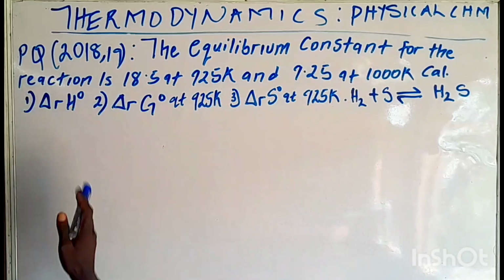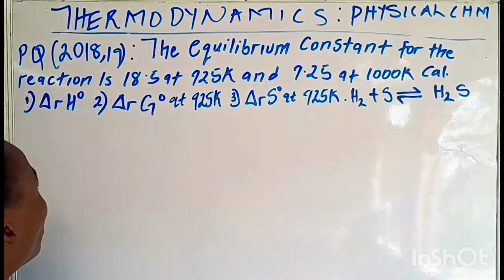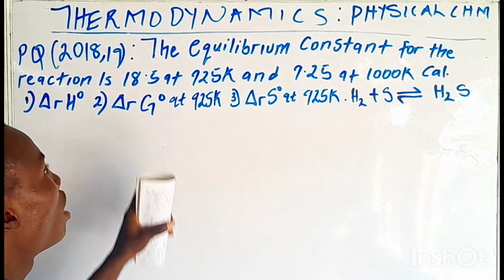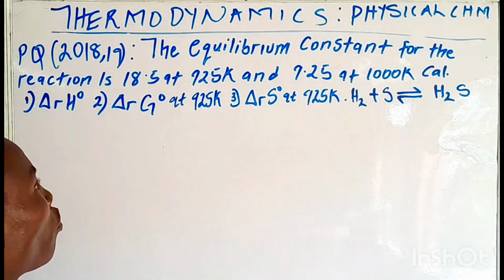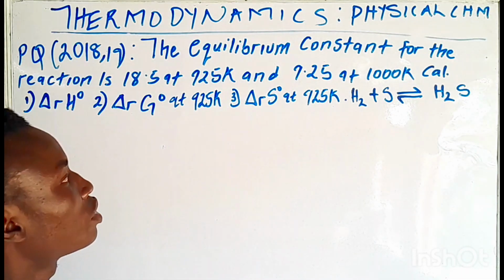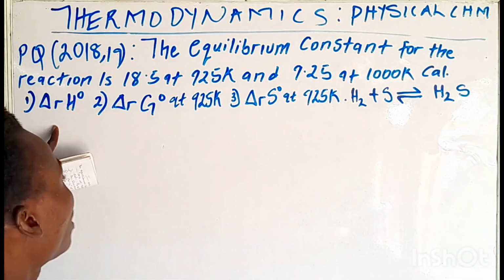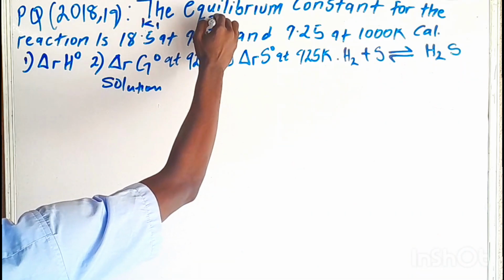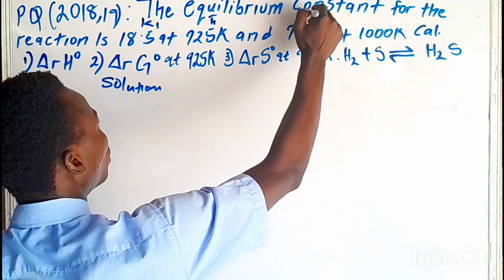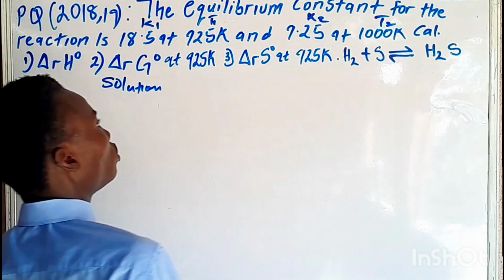Now, this kind of problem given to you to solve is from the past question, and the question says the equilibrium constant for the reaction is 18.5 at 925 Kelvin and 9.25 at 1000 Kelvin. Calculate the standard enthalpy of reaction. This one is your T1 and 9.25. This one is your K2, and this one here is temperature 2.